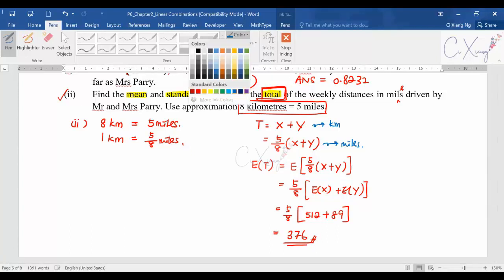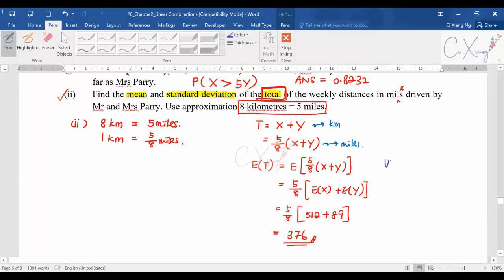Then let's continue to variance. All right, so if I want to find out the variance of 5/8 (x plus y), when you want to take the 5/8 out from the variance, you have to square it. And then only you will have variance x plus variance y, and the whole thing multiplied with 5 squared over 8 squared.